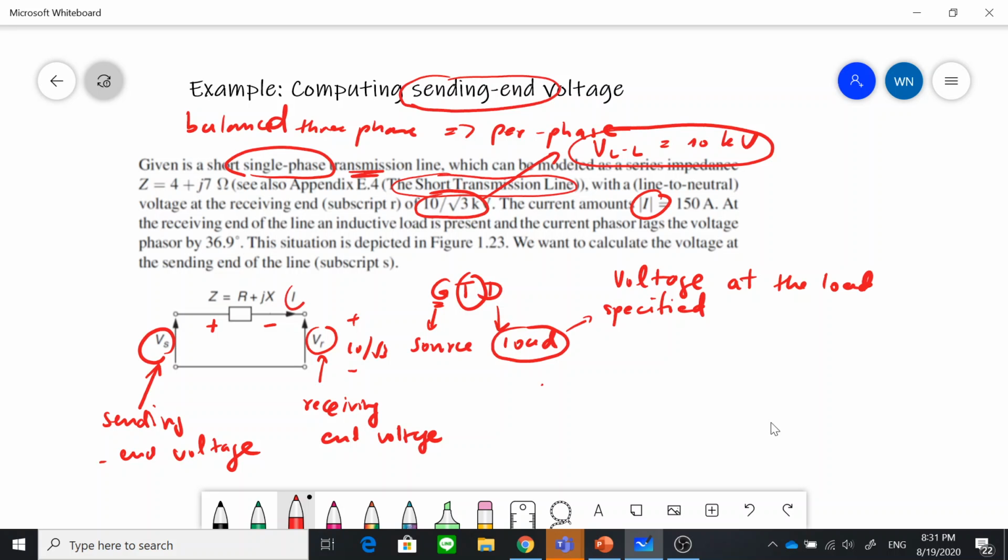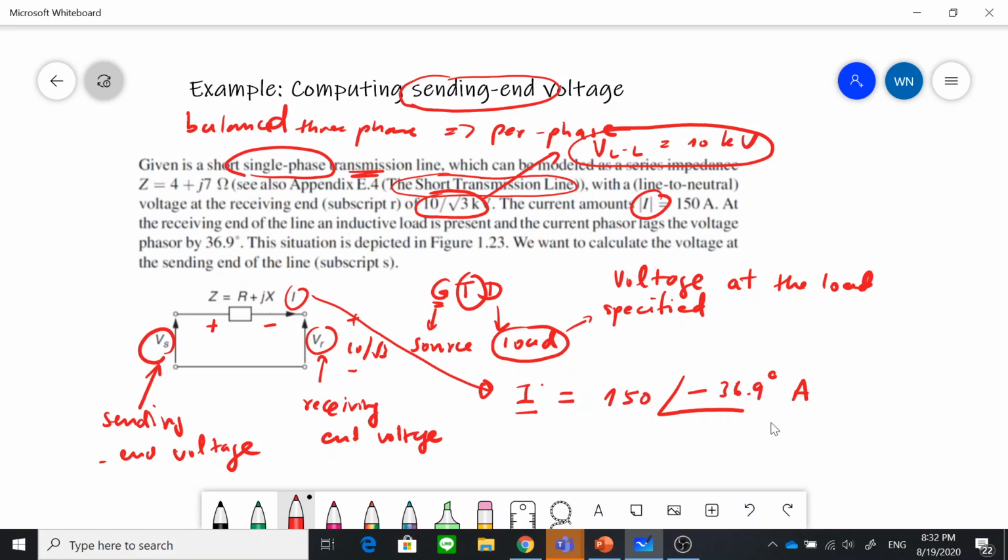Now you can see that the phasor of the current here would be 150 amps at an angle of minus 36.9 degrees. Is it clear? Because for this single phase representation, wherever we know the voltage, we normally put the reference to the voltage that we know in the circuit. This is the concept that you should have learned from circuit analysis.